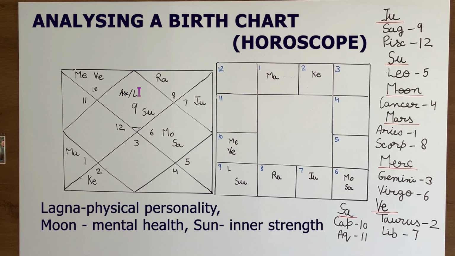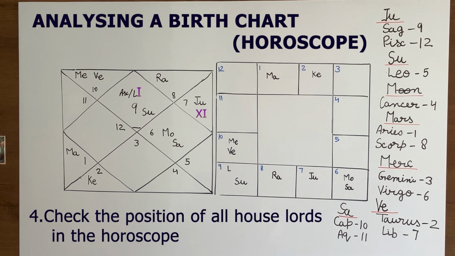Analyzing these three together, we can know a lot about the complete personality of the person. Now look for the position of different house lords in the horoscope. Observe the position of each house lord carefully and imprint the picture in your mind. Note down which house lord is placed in which house.